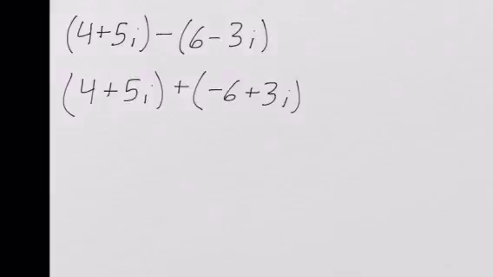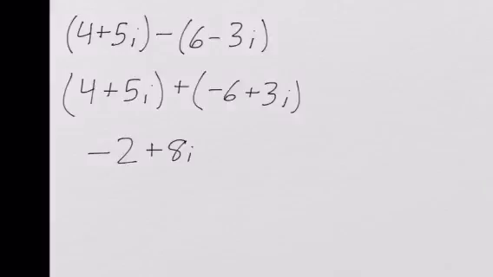And now it's simply a case of combining like terms. So we have 4 minus 6, that gives me negative 2. 5i plus 3i is equal to 8i.